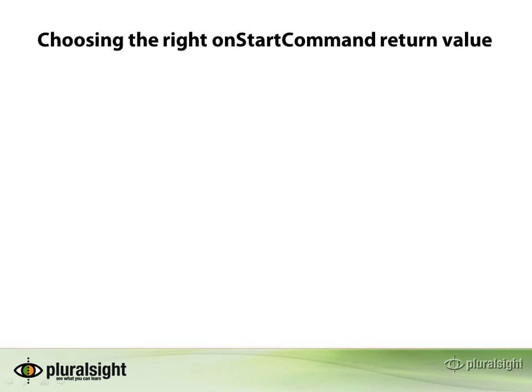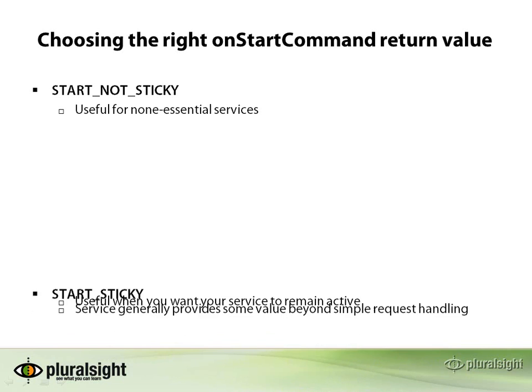So the question is, how do you choose the right onStartCommand return value for your situation? Well, START_NOT_STICKY is great for non-essential services, where when there was something for you to do, you got started. You may have chosen to keep running because it was meaningful, but if you were shut down for resource reasons, you can live with it. You're really saying this service is useful, but if resources are constrained and I'm shut down, you don't need to restart me unless somebody really asks for it.